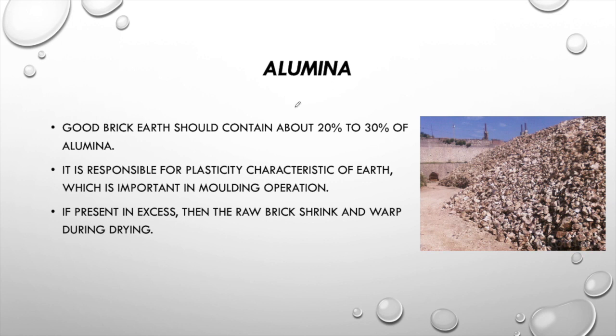Now the alumina is the second most abundant material in the good brick earth. Good brick earth contains about 20 to 30% of the alumina, and it is responsible for the plasticity characteristic of the earth. That is why it is important in the molding operation. It leads to the joining of the different material into the brick. Now, if it is present in excess, then the raw brick shrinks and warps during drying. Okay, so the presence of alumina in excess is also undesirable.